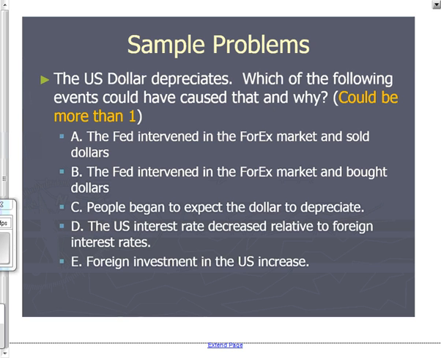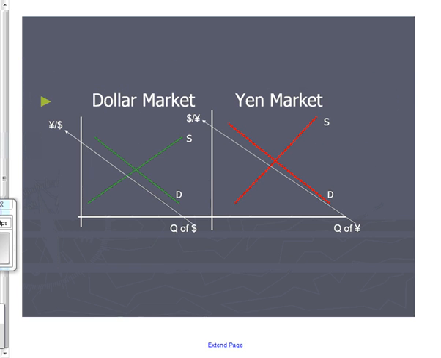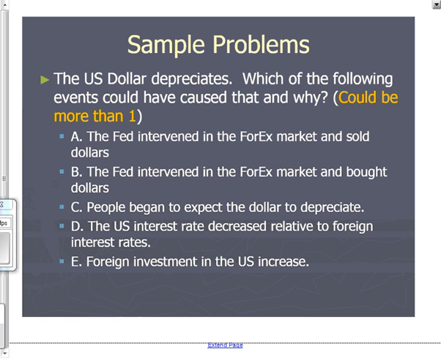All right, A: the Fed intervened in the foreign exchange market and sold dollars. Would that cause the dollar to depreciate? If the Fed sells more dollars, well, that's an increase in supply. So yeah, the price of a dollar then would drop.